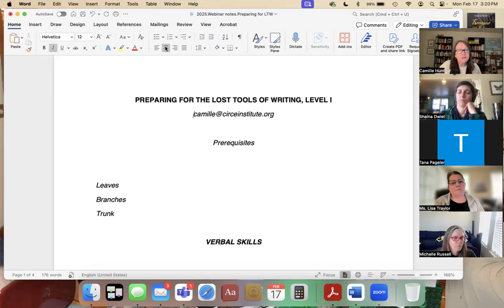If your students are going to keep learning, Lost Tools is a good place to start. It's a good thing to have for a foundation. So I'd highly recommend it for 8th grade.